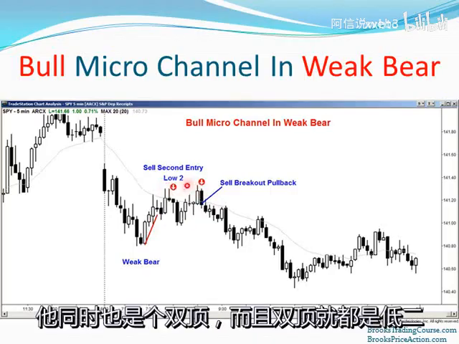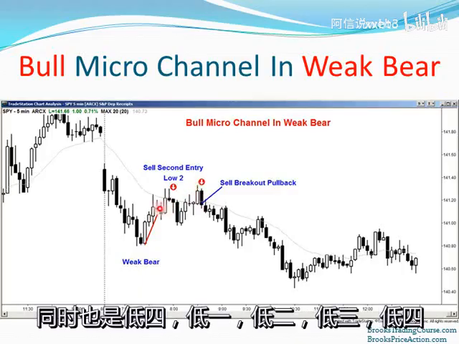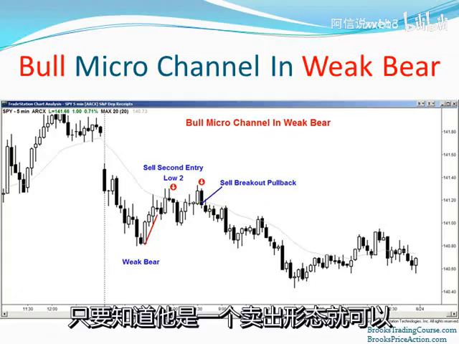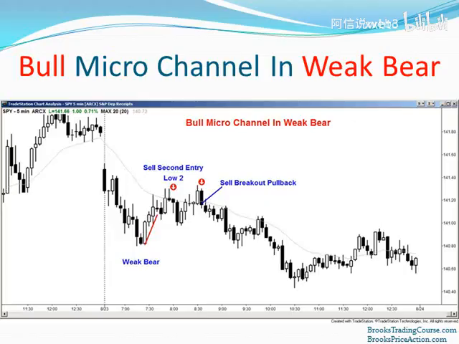Also, it's a double top, and all double tops are low 2s. It's also a low 4: low 1, low 2, low 3, low 4. It doesn't matter what you call it, you simply have to recognize that it's a reasonable sell setup.